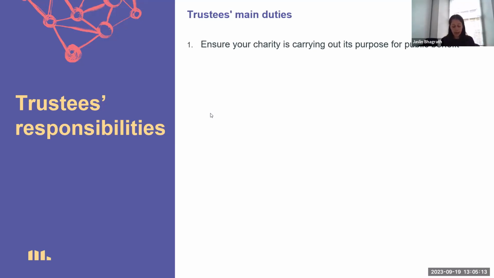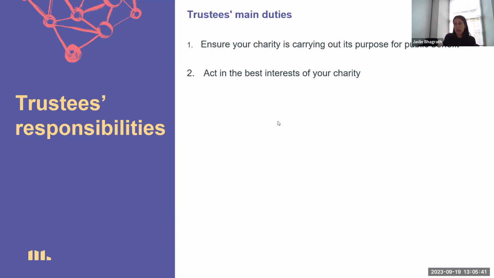It is good practice to ensure that each trustee has a copy of the current governing document, and that when you join a charity, you receive a full induction to the charity so that you understand your role. That's incredibly important, because if you don't understand what the charity does, then it's a little bit harder to read the accounts when they're presented to you.